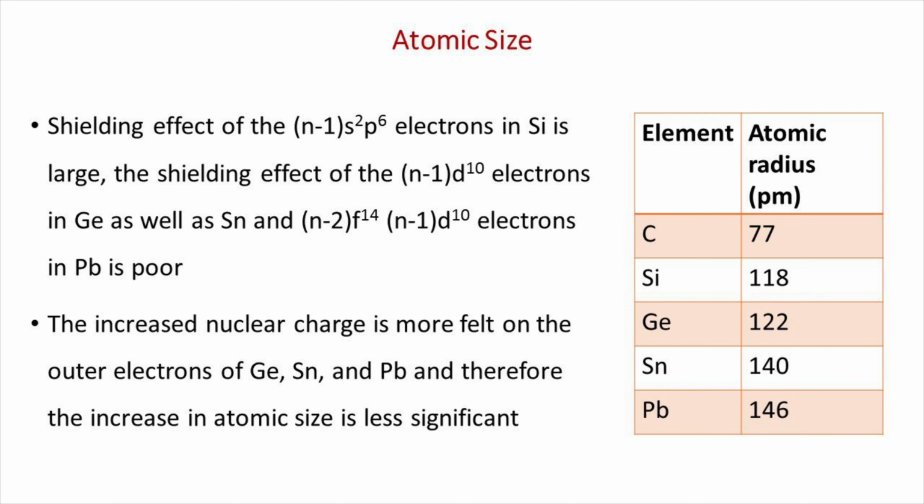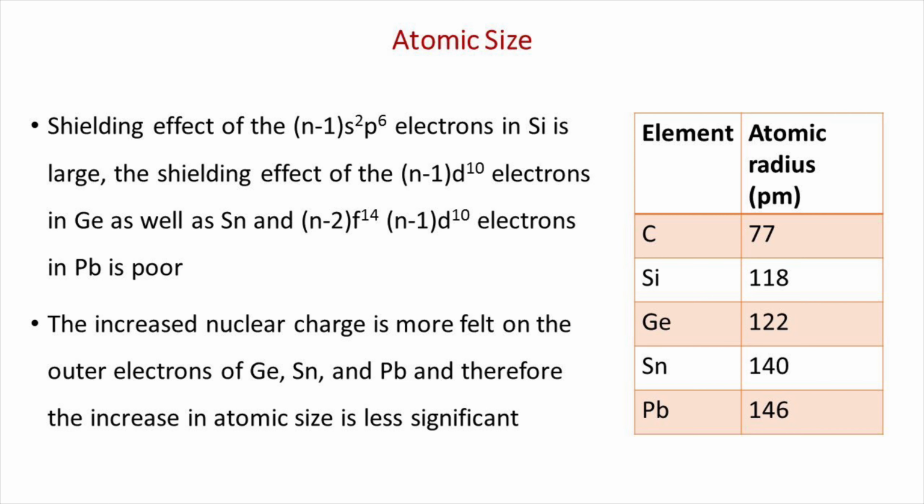On seeing the table, there is a significant increase in atomic radius from carbon to silicon. This is due to the strong shielding effect of s and p electrons in silicon. The increase is relatively small from silicon to germanium. This is due to the poor shielding effect of d electrons in germanium.